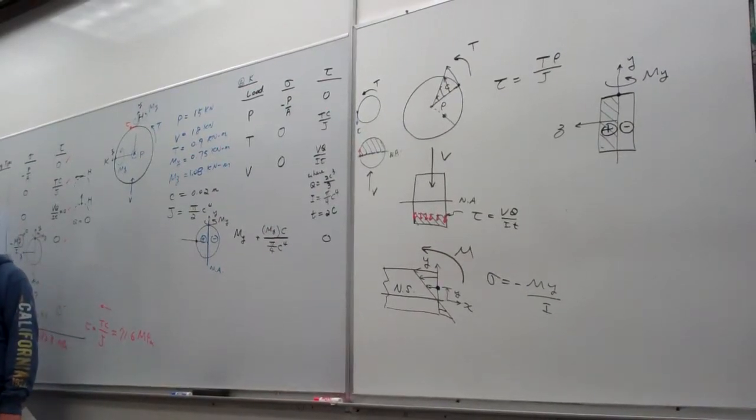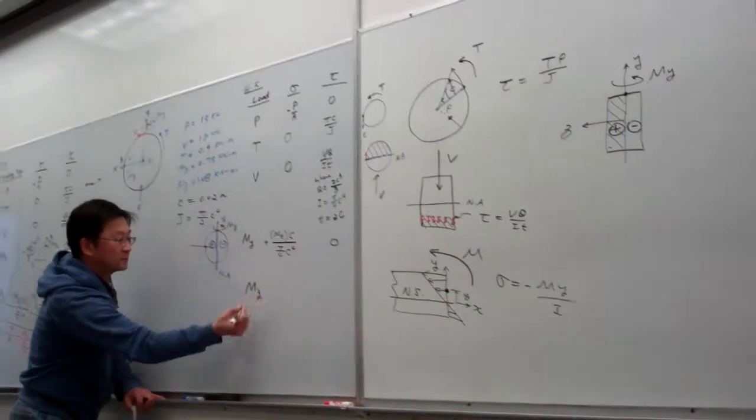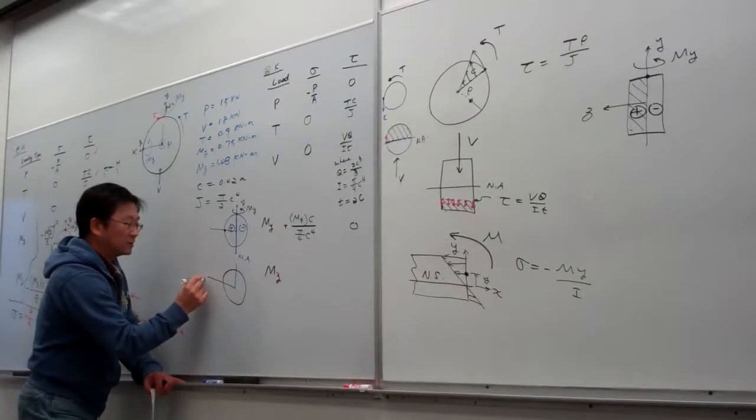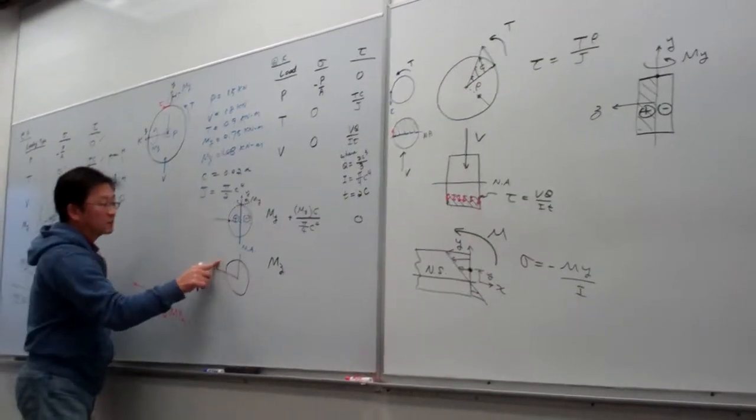Are we okay? And now the last one is MZ, the same thing. And this is the cross section. This is the Z-axis. MZ is in a different direction.